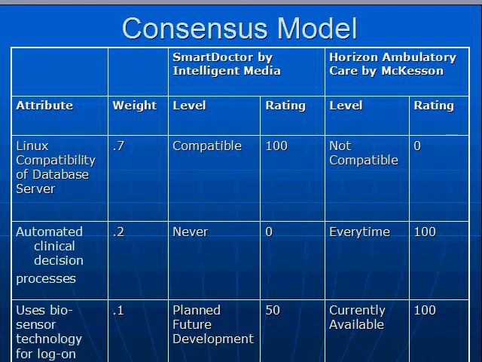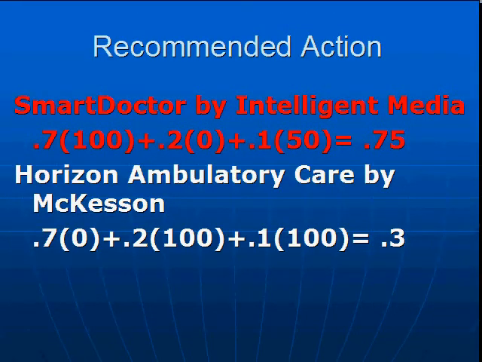Applying the weights assigned to each attribute yields 0.75 for Smart Doctor and 0.3 for Horizon Ambulatory Care, so Smart Doctor is the best choice for this health system. Because Linux compatibility was so important for both experts, the fact that Horizon Ambulatory Care lacks this attribute made it far less desirable than Smart Doctor.